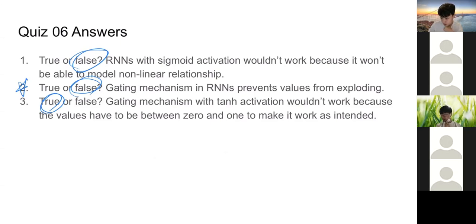Okay, another question. The number two. All right, so gating mechanism in RNNs prevents values from exploding. What I meant is that RNNs explode in values, not gradients. Values and gradients are different, right? Values explode when RNNs don't have the tanh activation. Of course, that's not the whole purpose of tanh, but at least you can say that's the purpose of tanh as opposed to ReLU.